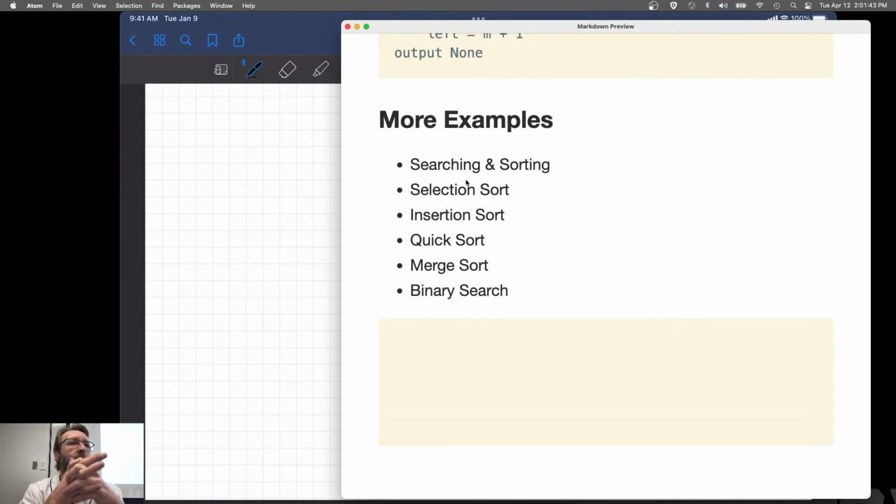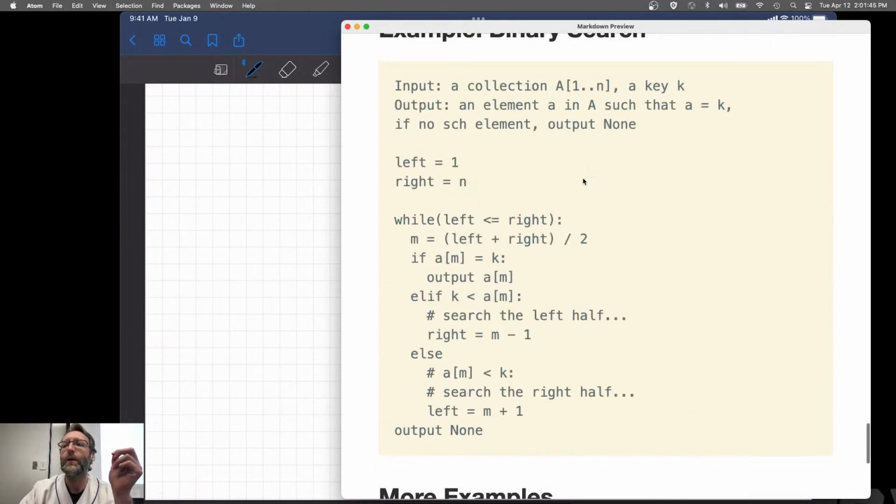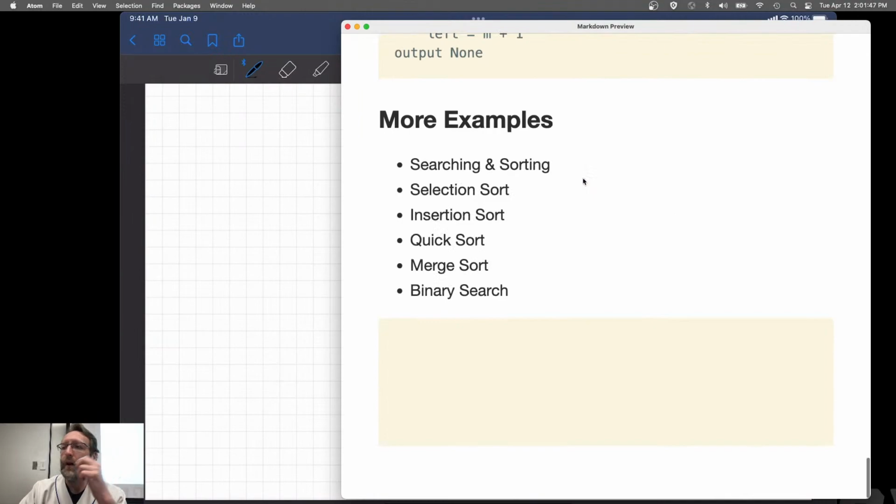We've already done binary search. We did that in Python here last time. But we're going to go ahead and review selection sort. You may or may not have seen insertion sort before. We're going to go ahead and look at that. And then quick sort and merge sort. And then we'll come back around to binary search after we've looked at each one of these examples.